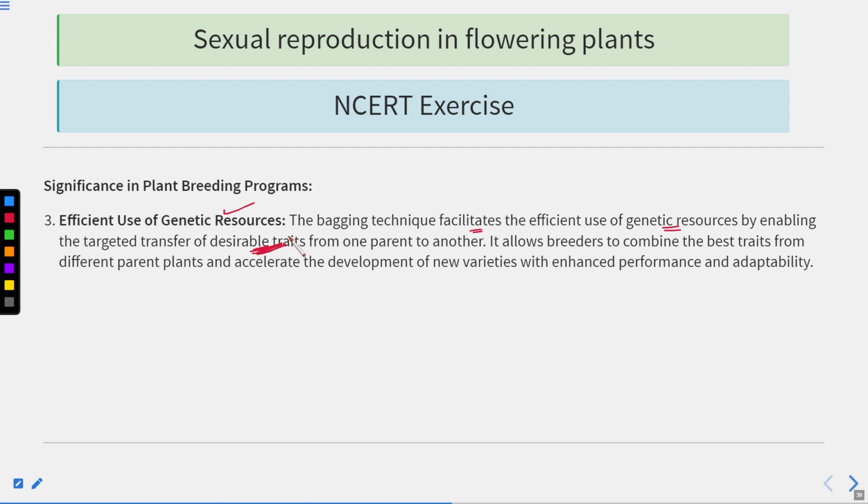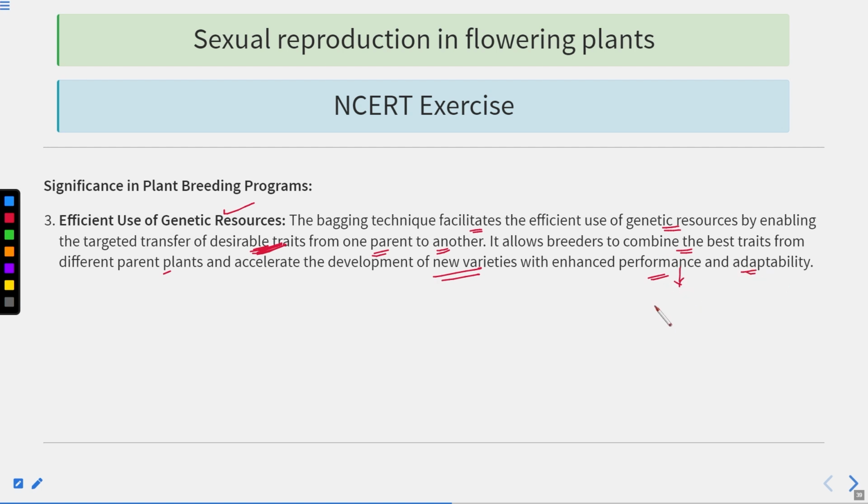Some of the traits that we can select are traits which will lead to high yield, and traits like abiotic stress tolerance or biotic stress tolerance. Now, these traits can be transferred from one parent to another. It allows breeders to combine the best traits from the different parent plants and accelerate the development of new superior varieties with enhanced performance and adaptability.